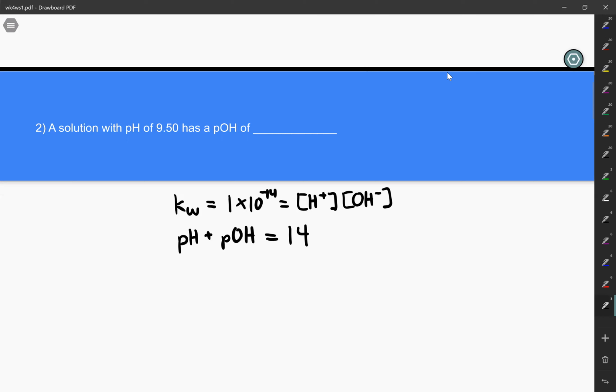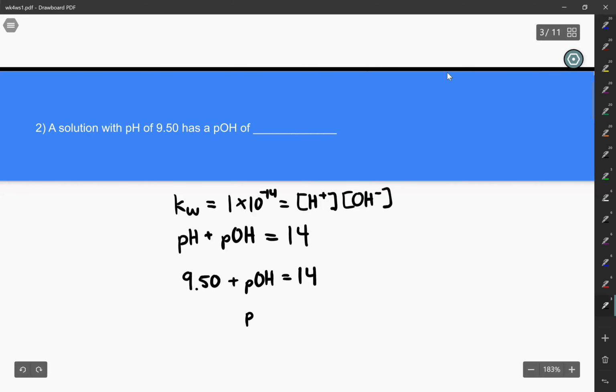So from using the bottom equation, I can just plug in the pH that we have. So that's 9.5 plus pOH equals 14. And then we can just rearrange this equation to find pOH. So pOH would equal 14 minus 9.5, which would equal 4.5. So 4.5 would be our answer to this question.